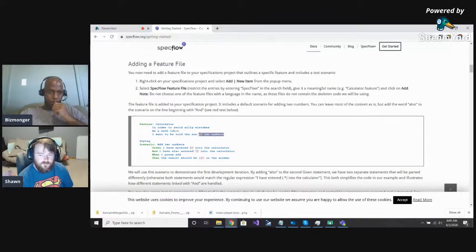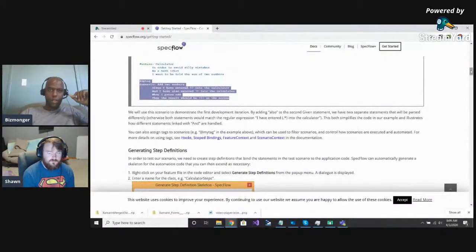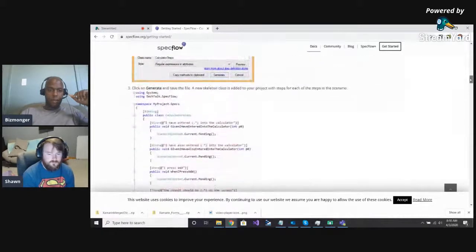Okay. Yep. So here's a requirement. They have a feature saying, for a calculator, in order to avoid silly mistakes as a math idiot, I want to be told the sum of two numbers. In the syntax for SpecFlow, they have what they call a scenario. Given I have entered 50 into the calculator and I have also entered 70 into the calculator, when I press add, then the result should be 120 on the screen. And like this is their test. Now, how does that translate to the code that actually validates that, I don't know off the top of my head, but here it is right here.